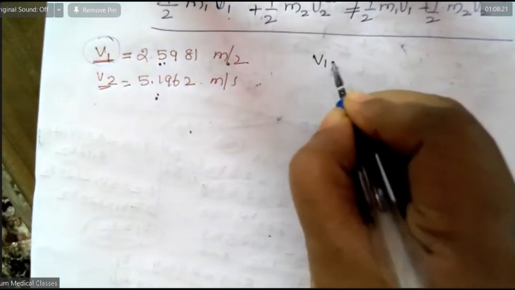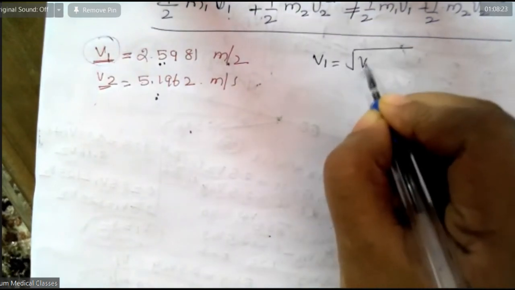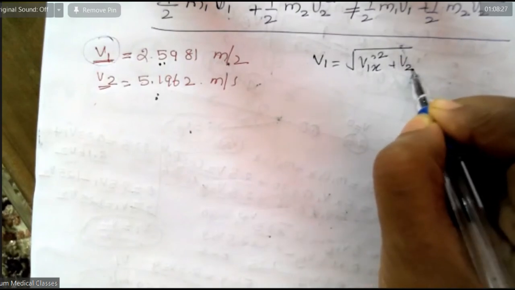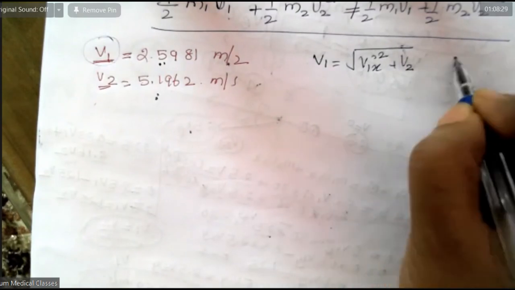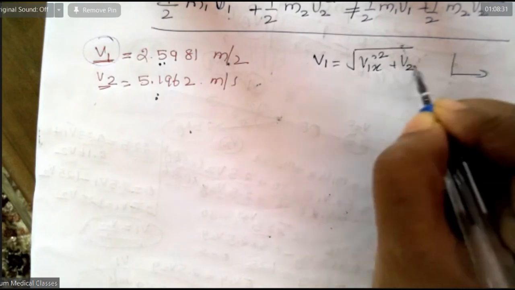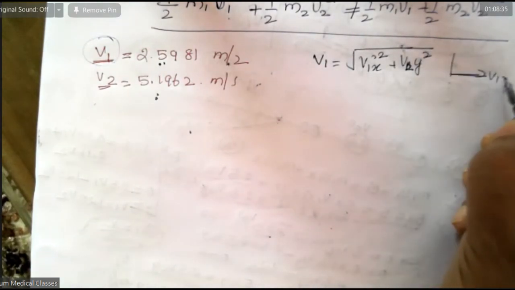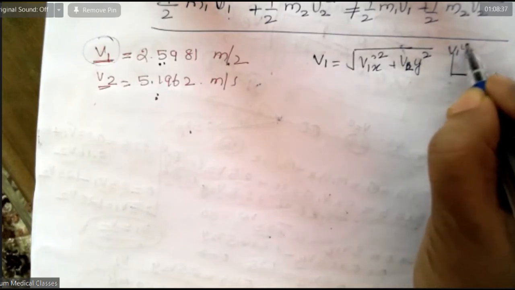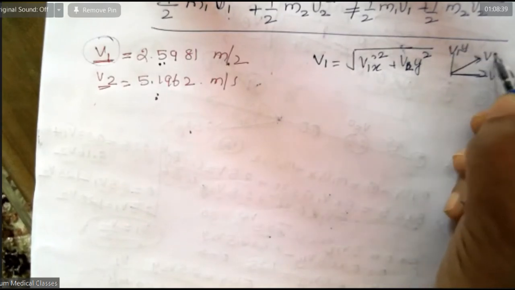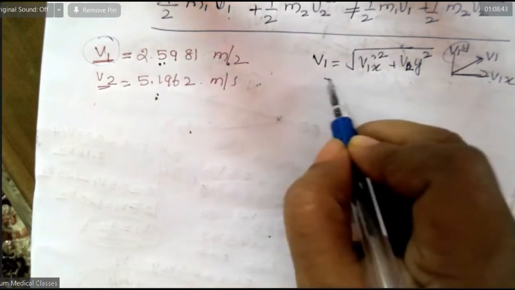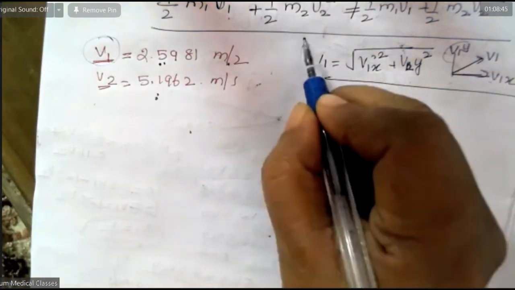This V1 is equal to square root of V1X square plus V1Y square. Okay, this is V1X, this is V1Y, this is V1. So this is equal to the square root of this one. This is all what you know.